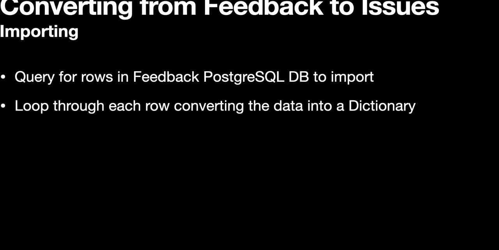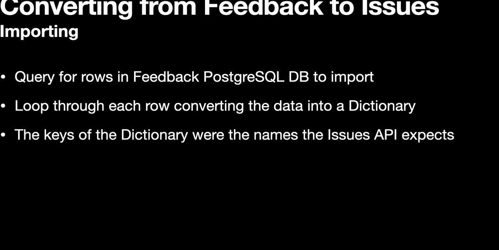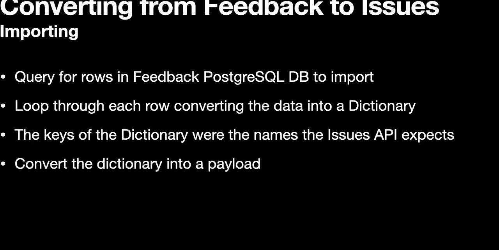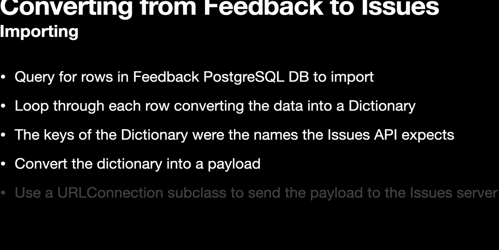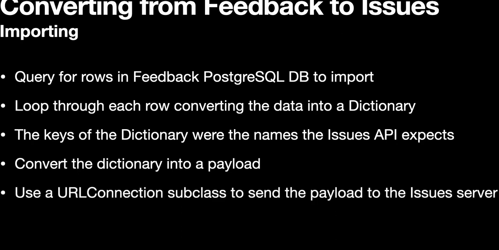So basically, do the query, loop through each row, converting the data into a dictionary. This is how I did this one. Put it in a dictionary. The keys in the dictionary were the names that the issues API was expecting. So GitLab has their own API. And then convert the dictionary into a payload, because I needed to send it to issues. And use a URL connection subclass to send the payload over to the issue server. That's the basic guts of the application.